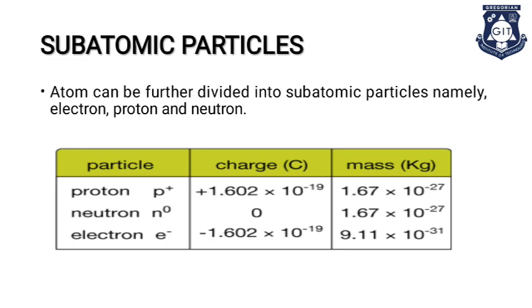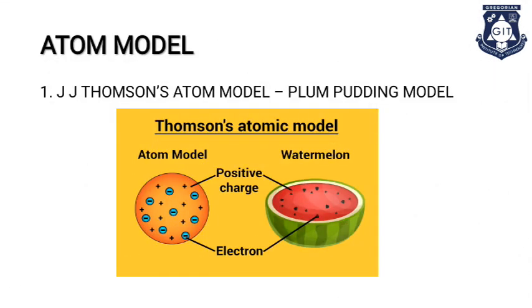Neutron is a chargeless particle in an atom with a charge of 0 coulomb and a mass of 1.67 × 10^-27 kilogram. Finally, the electrons are the negatively charged subatomic particles in an atom with a charge of minus 1.602 × 10^-19 coulomb and a mass of 9.11 × 10^-31 kilogram. How these subatomic particles are arranged in an atom constitutes the atomic models.